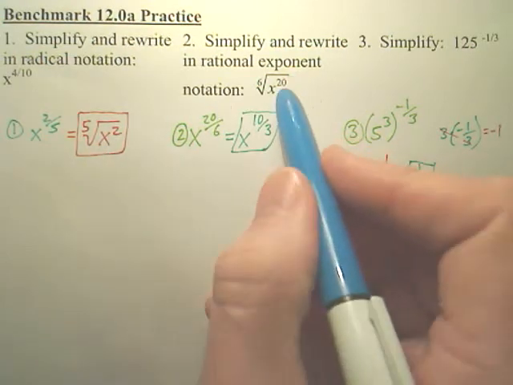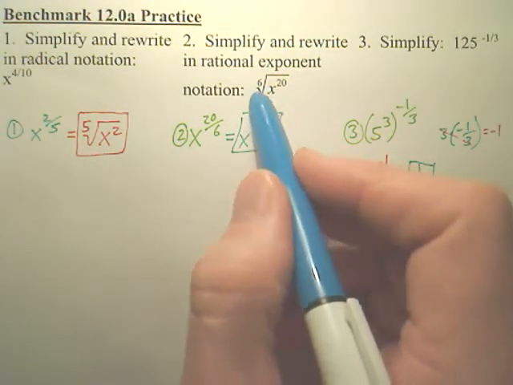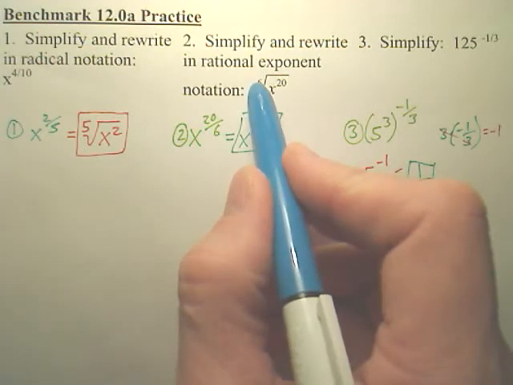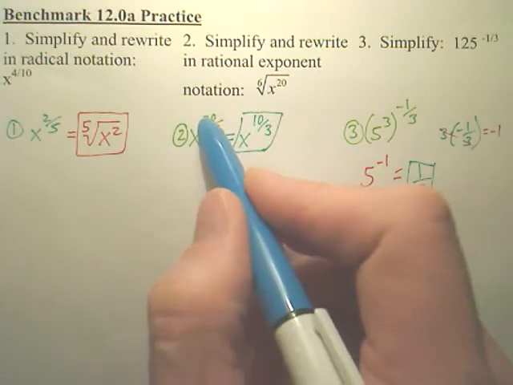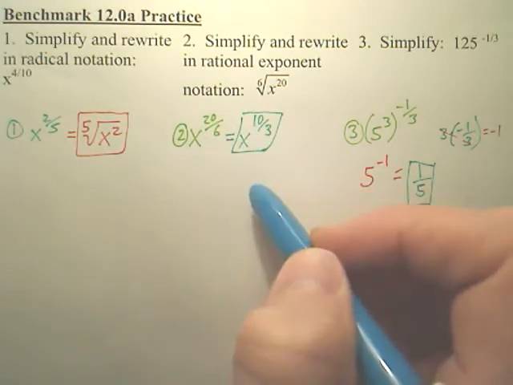Okay, so if you look at this one, we're just going backwards. So the 6 is your root, so it goes to the bottom of the fraction. The 20 goes to the top. Then you reduce. Make sure you reduce, and you're done.